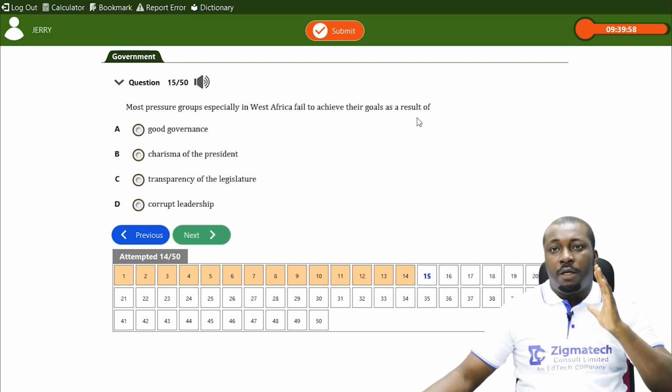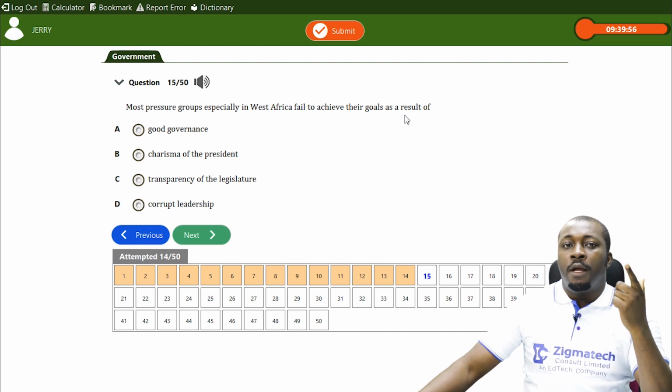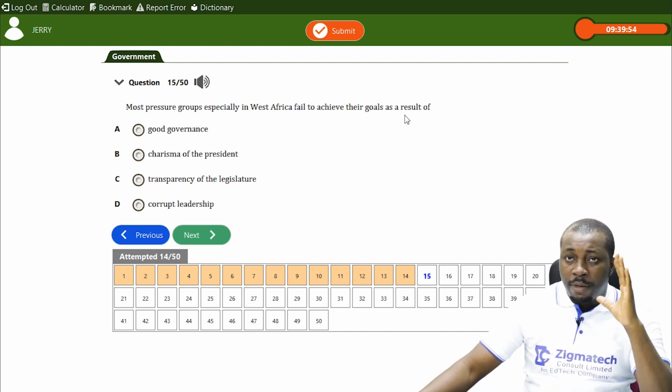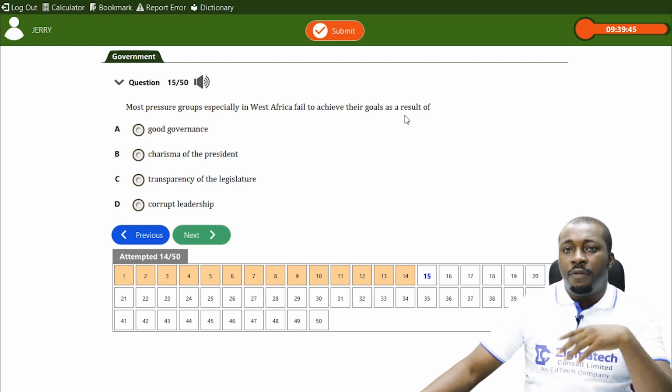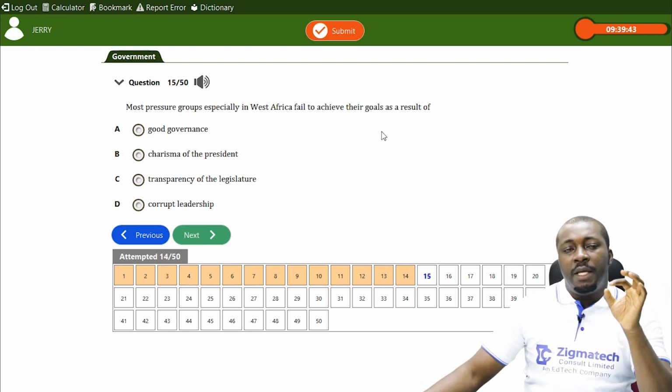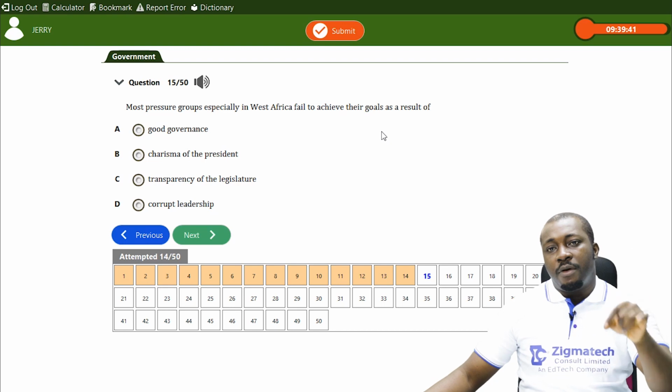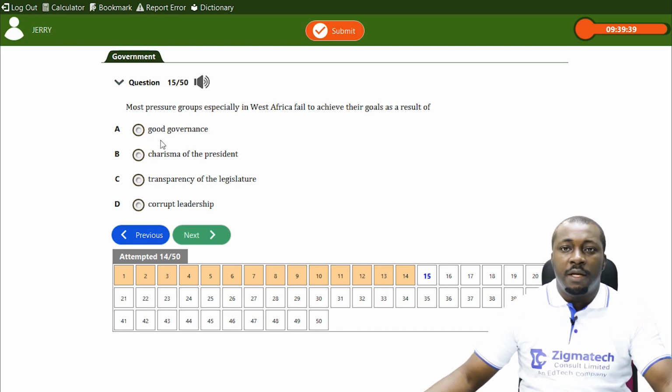Now, most pressure groups, especially in West Africa, fail to achieve their goals as a result of this. It is testing you on the knowledge of pressure group. Remember, pressure group is an organized interest group that seeks to influence government policies and decisions in the interest of their members. Now, it's testing further the problems pressure groups can encounter.